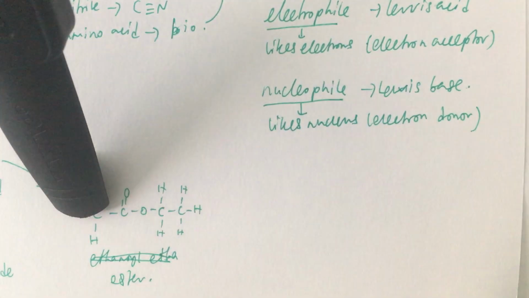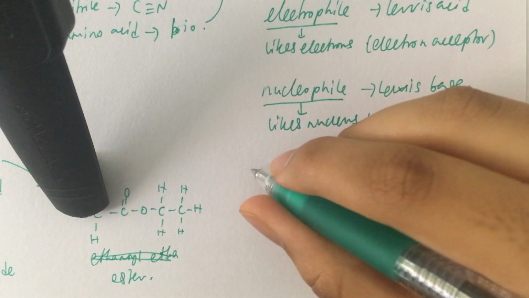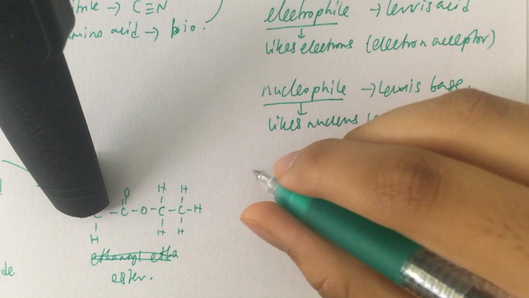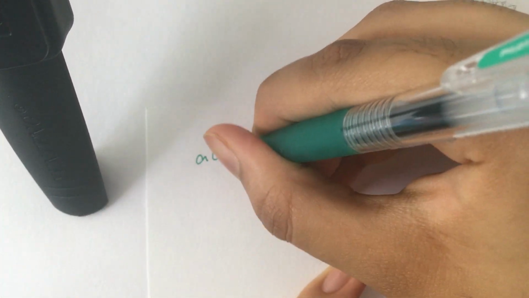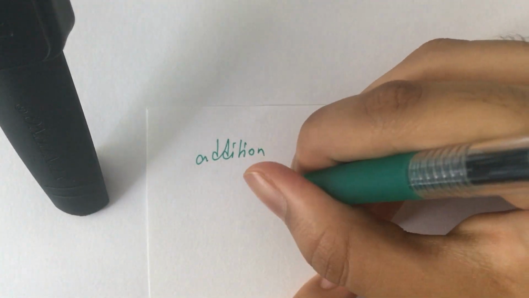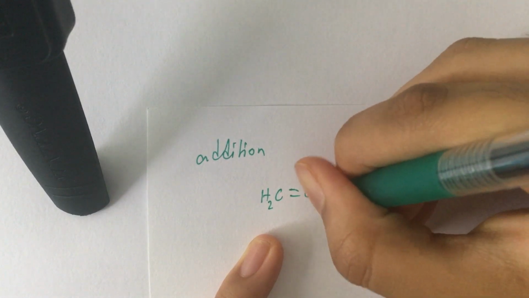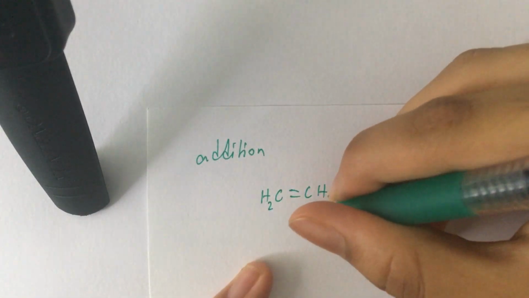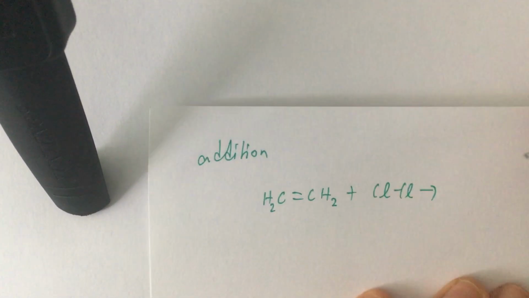Okay, so next one is addition, substitution, elimination, condensation, hydrolysis. Addition is basically if you add one thing to another thing. So you have two molecules and you add one to the other. That's addition. Substitution is if you substitute the H for a Cl, or for any other group.